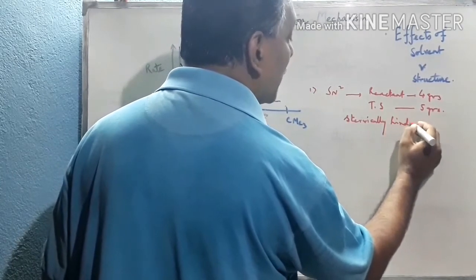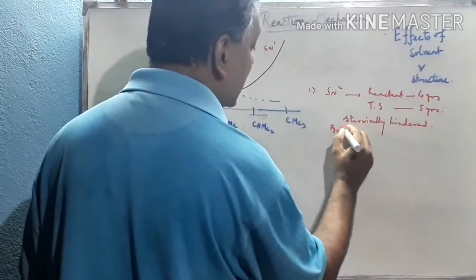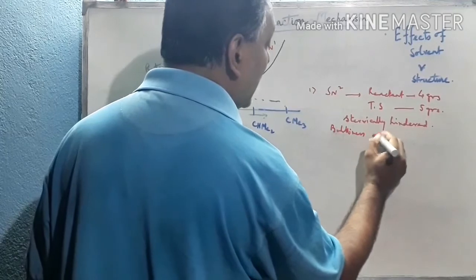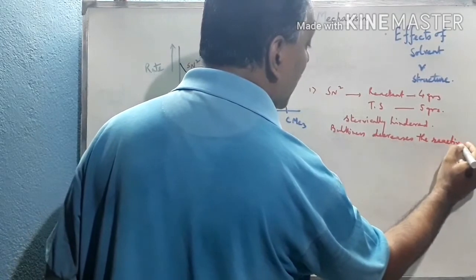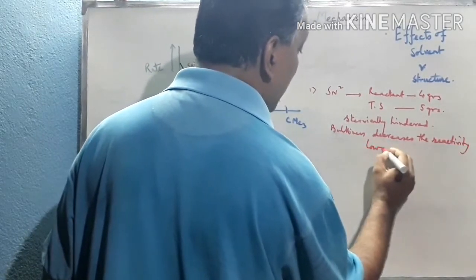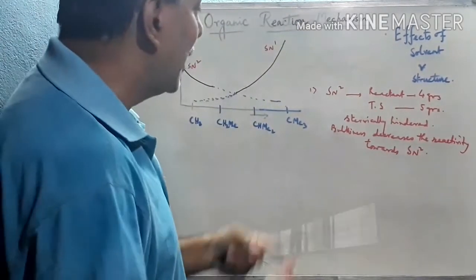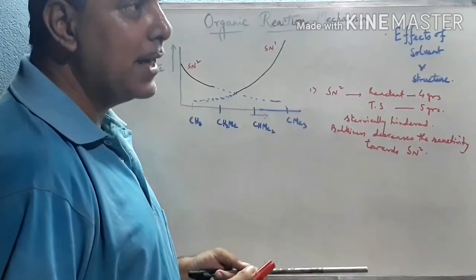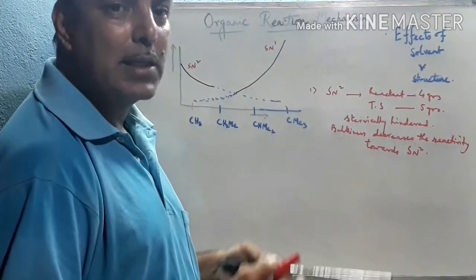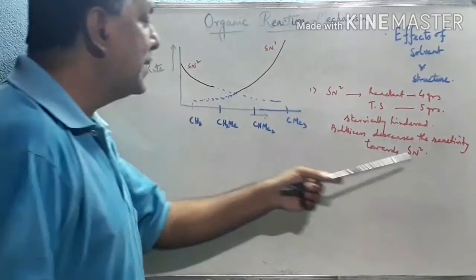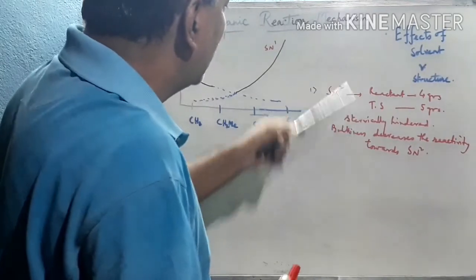So whenever bulkiness increases, the reactivity towards SN2 decreases, because the transition state becomes more energized. The more crowded the transition state, the higher its energy, hence it becomes less stable and the rate of reaction drops. Hence the SN2 reaction doesn't occur in case of such bulky groups. So these are the conditions of the SN2.